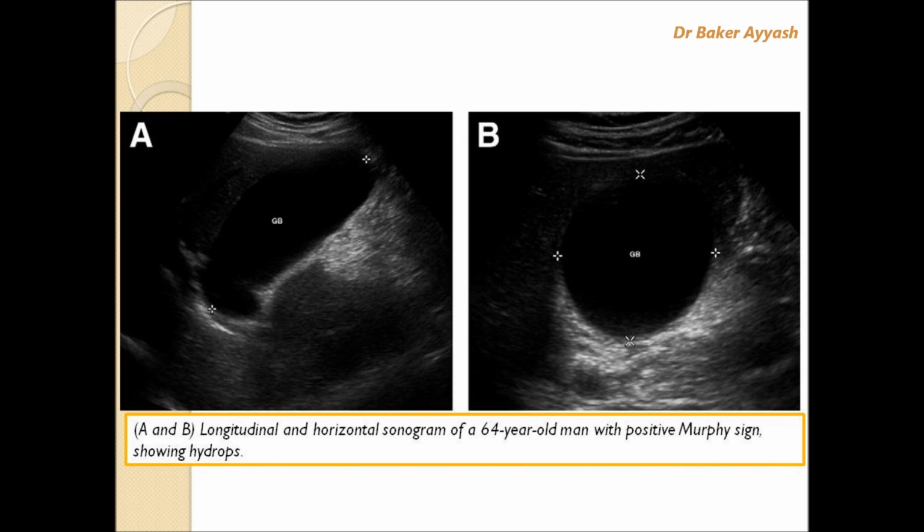Here we have a longitudinal and horizontal ultrasound of a 64-year-old man with positive Murphy sign, showing the hydrops. The gallbladder is distended with clear fluid inside.